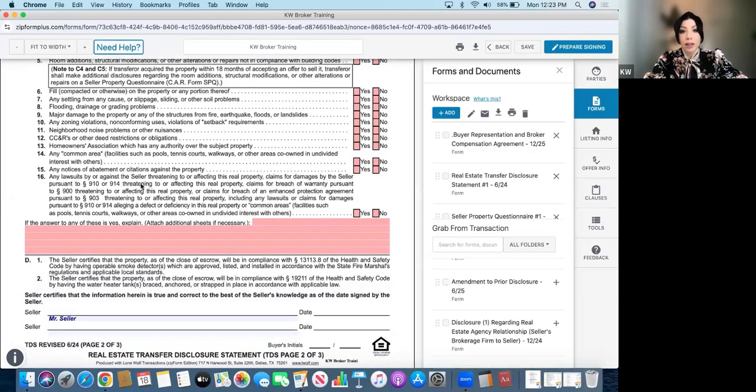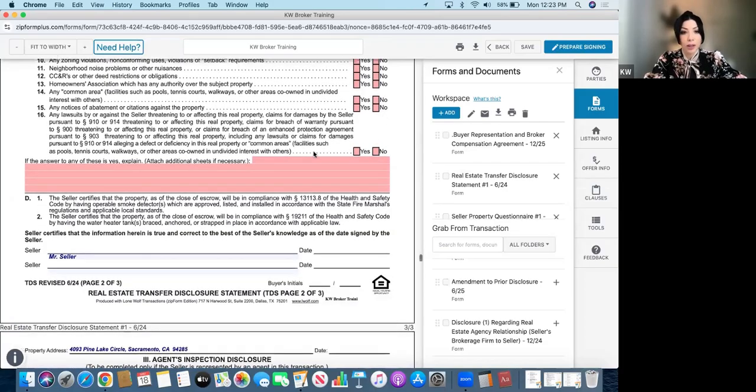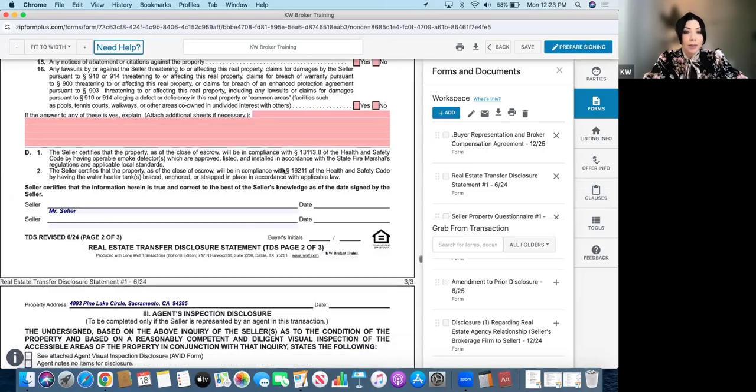Common area interest, any lawsuits or notices or citations against the property. Maybe it's an investment property and it's tenant occupied, and there are some abatement things because the lawn's long, or they have a broken down car outside, or citations. You could mark that. Okay. And if the answer is yes to any of these, they can fill out the information here.